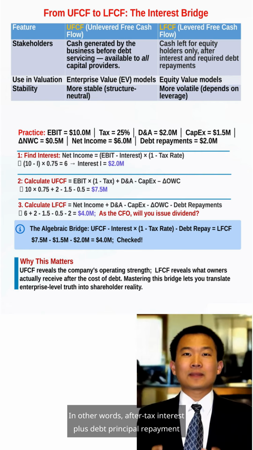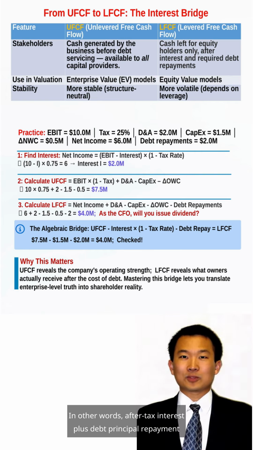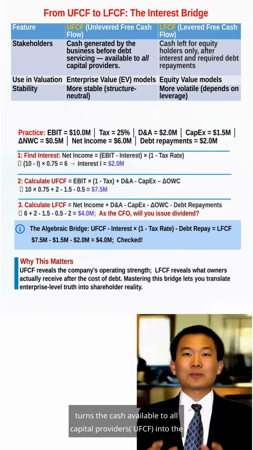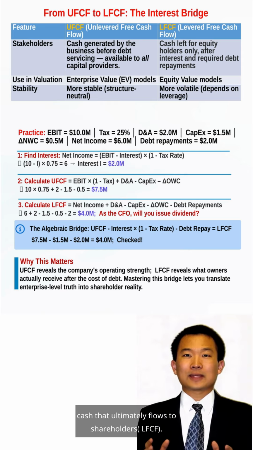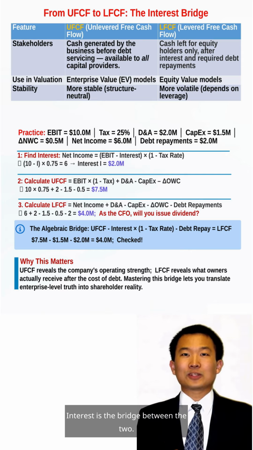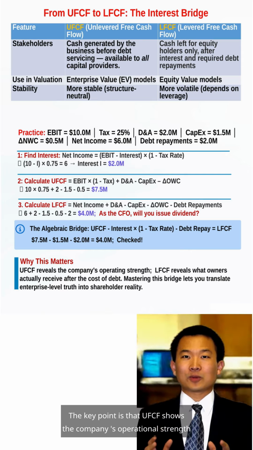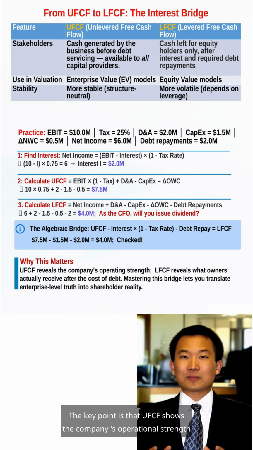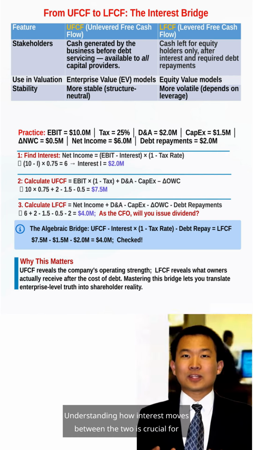In other words, after-tax interest plus debt principal repayment turns the cash available to all capital providers, UFCF, into the cash that ultimately flows to shareholders, LFCF. Interest is the bridge between the two. The key point is that UFCF shows the company's operational strength, while LFCF reflects the actual income received by shareholders.